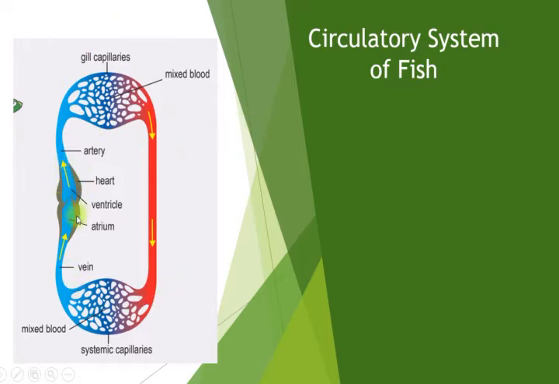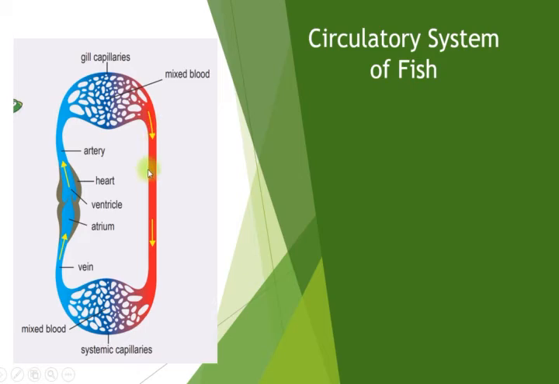Okay, so this is the heart of the fish, which consists of two chambers: one atrium here and one ventricle here. This is referred to as the gill capillaries. In the gill capillaries, the gas exchange occurs here.